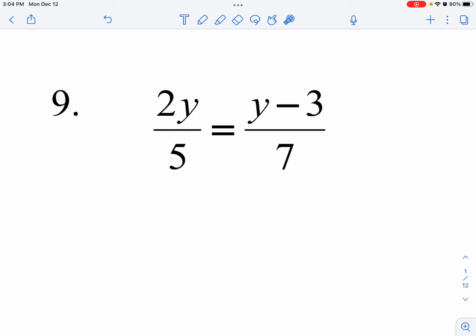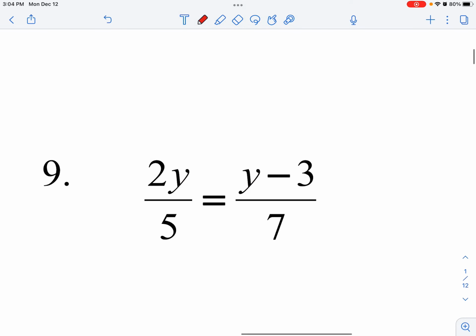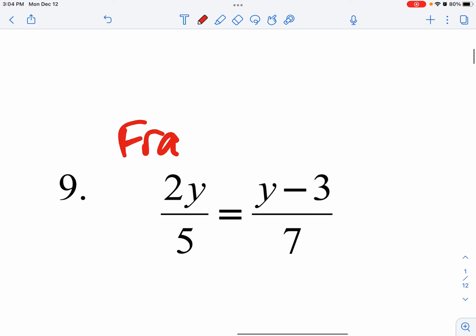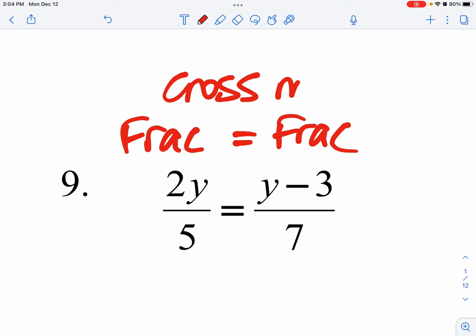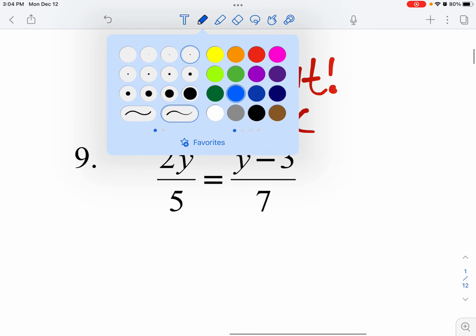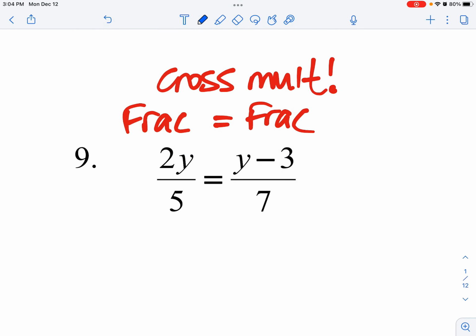When you see a fraction equals a fraction. I'm actually going to write this so that you remember. Fraction equals fraction. That means cross multiply. Do you remember what I mean when I say cross multiply? These are actually pretty simple. These are some of my favorites to do, but I'm going to cross this way.